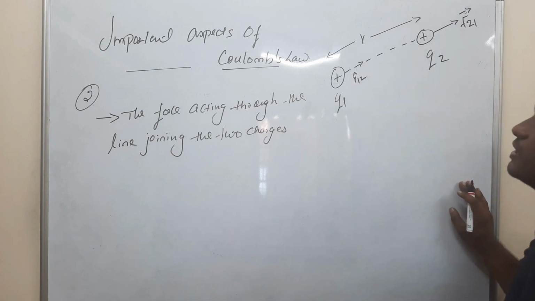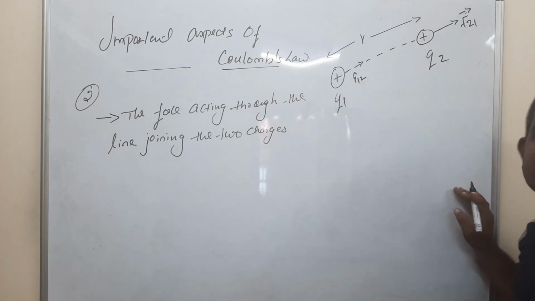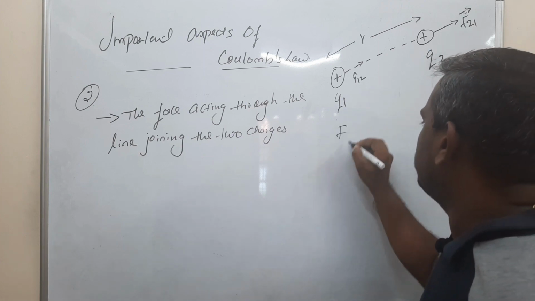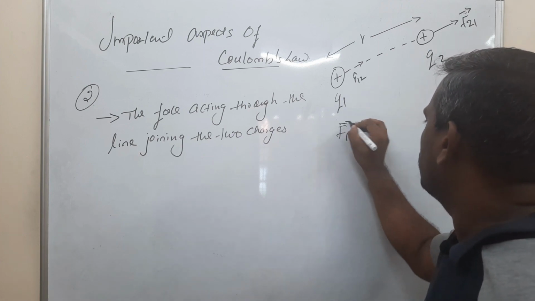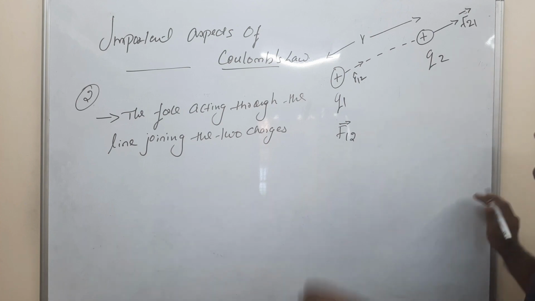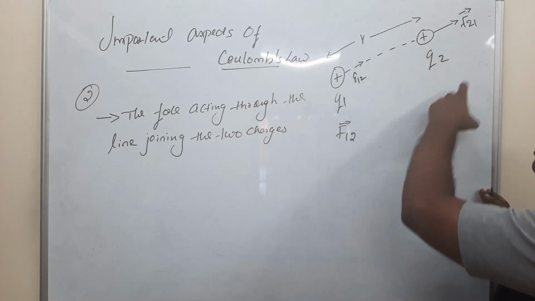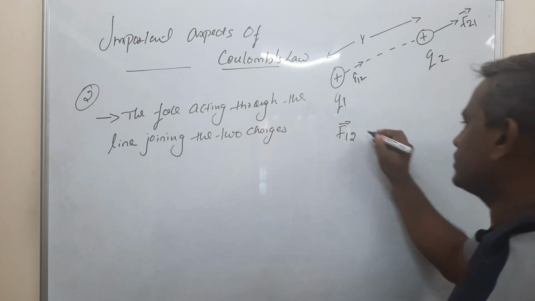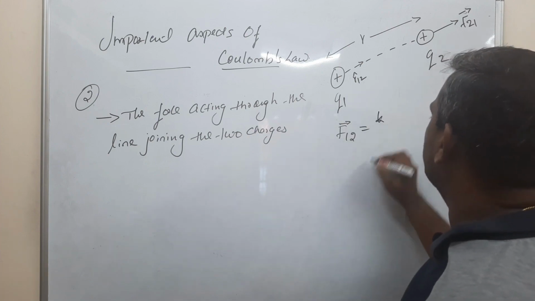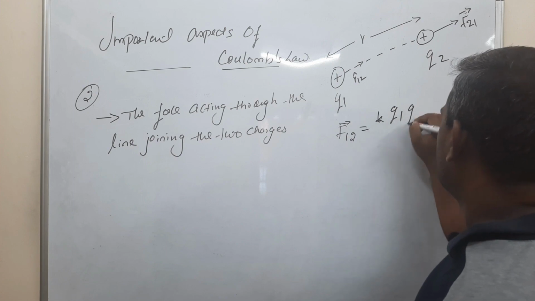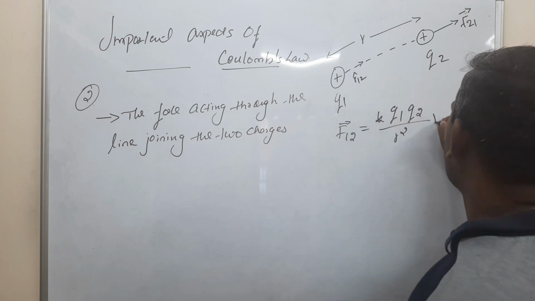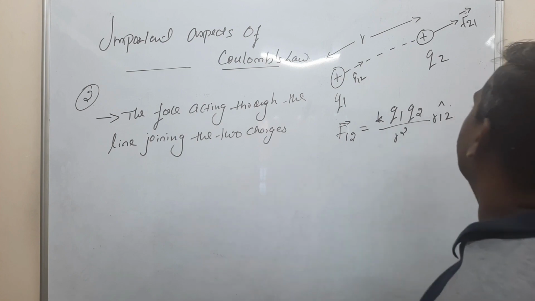Okay, line joining. So we take the unit vector r12 cap. So that is we are writing F12 vector. It means the force acting on the second charge q2 by q1 is equal to k into q1 q2 by r square into r12 cap.